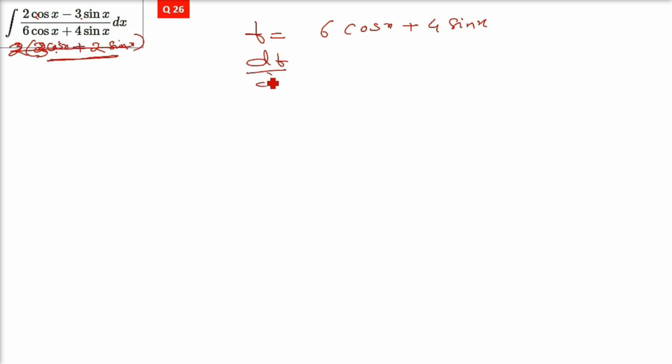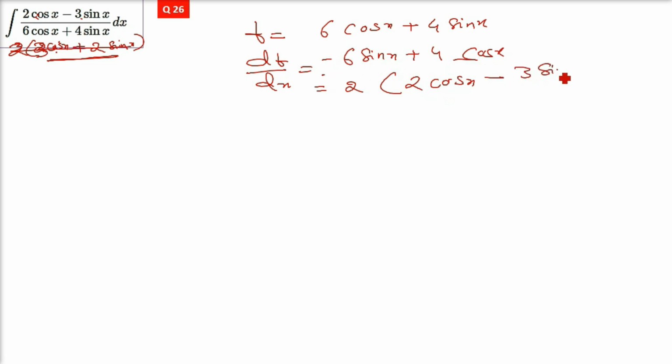So just take the denominator 6 cos x plus 4 sin x. This differentiation will be negative 6 sin x, and 4 sin x will be 4 cos x. And now here, when you see 2 cos x minus 3 sin x, you need that, right? Now you can do it here, because now it's quite evident that you need 2 cos x minus 3 sin x. You can get it from here. So just take 2 outside. You will get 2 cos x, and this is going to be minus 3 sin x.